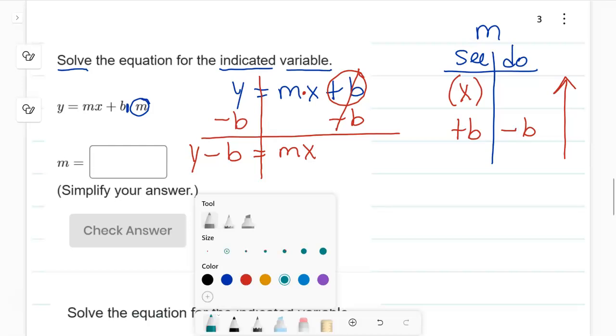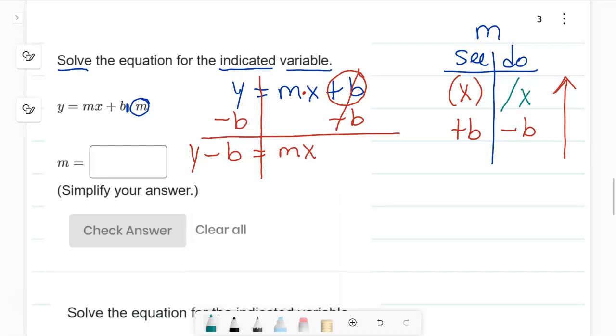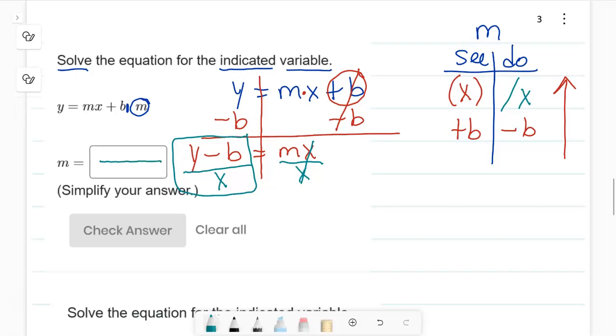Okay. The last step is to divide by x. So divide both sides by x, the whole thing, so that the x can cancel. And this is your final answer. When you type it in here, make sure that the whole thing is over the x. So the y minus b goes on top, and it's dividing by x, and then check your answer.